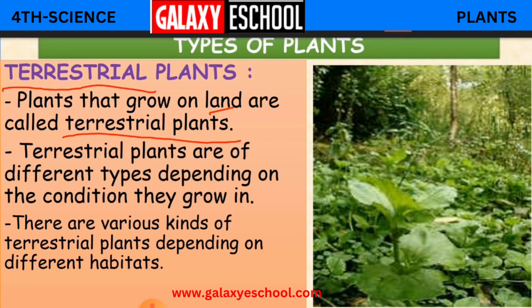There are various kinds of terrestrial plants depending on different habitats. So habitats means what, children? Like where plants, animals or human beings are able to live. Same like climate or environment. So terrestrial plants are of different types depending on the conditions, habitats and environmental changes. Okay, children? Clear?